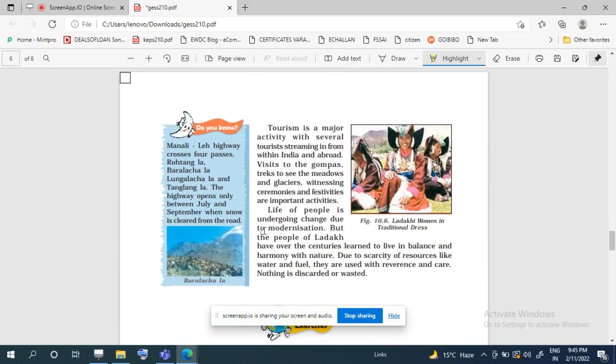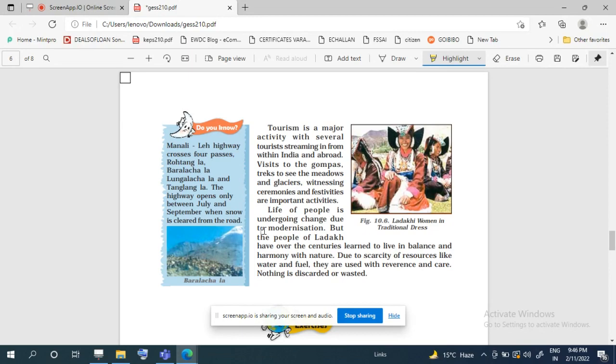Okay. And we see that tourism is a very important activity here. So many tourists stream in from within India and abroad, because the place has very scenic landscapes. Then people also come to visit the monasteries. People also come to experience the culture of this place. People visit gompas. They trek to see the meadows and glaciers. They witness ceremonies and festivities. So these are the important activities of the people.